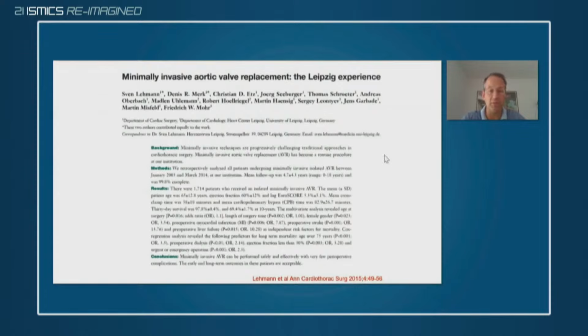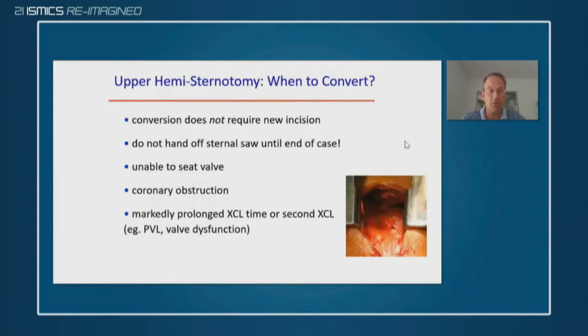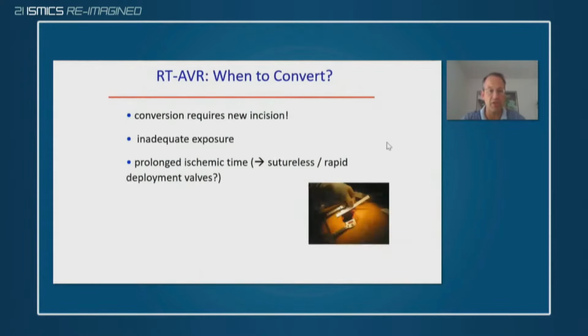We've published our experience with these operations. This one was 1,700 patients a few years ago, and we had a conversion to sternotomy rate of 0.3%. Of course, if there's an upper hemisternotomy approach, this is not a big problem because you do not have to make a new incision. We make sure we do not hand off the saw until the very end of the case. But the cases where we did have to convert were those where we had trouble seating the valve, where we had some coronary obstruction, or if we had markedly prolonged cross-clamp times or required a second cross-clamp in order to fix a leak, for example.